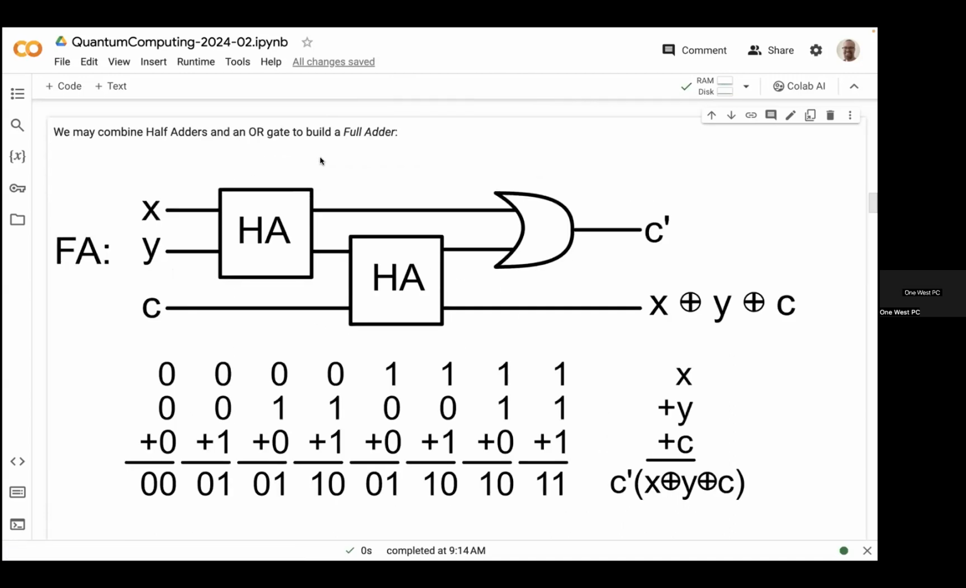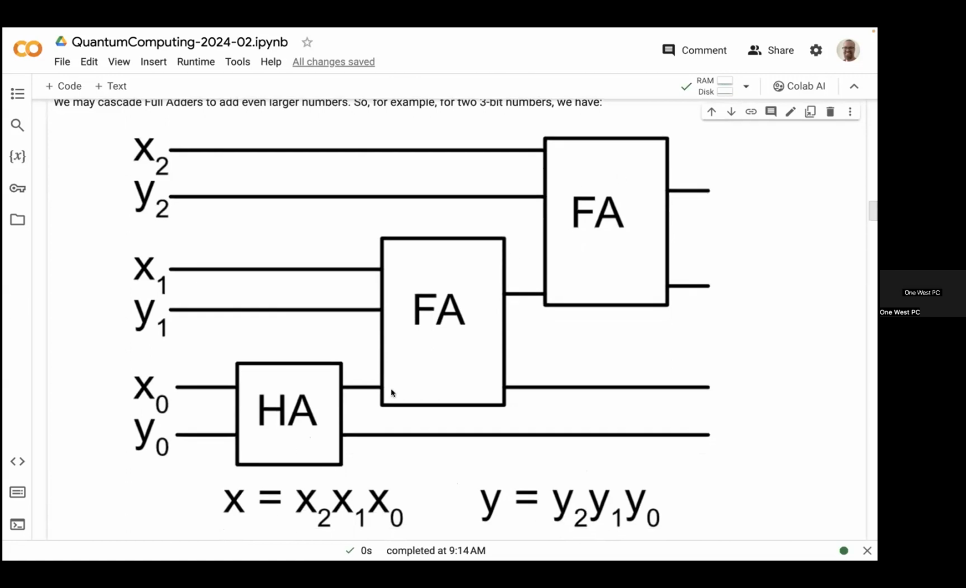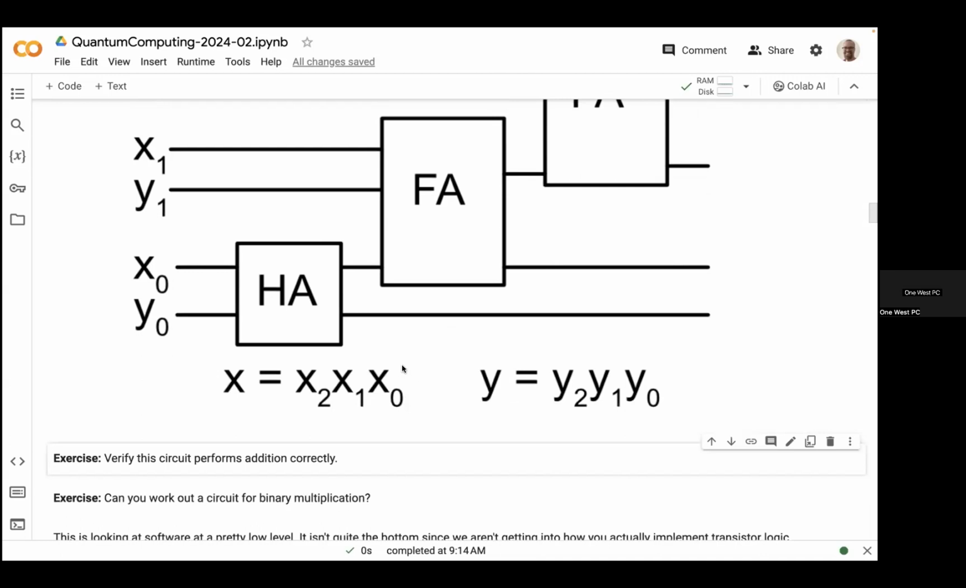You can combine half adders and an OR gate to build a full adder. That's how I get my 3 input, 2 output version of this. Again, I encourage you to go plug little zeros and ones in and see if the right things come out the other side. And you can cascade full adders to add even larger numbers. So if you have 2 3-bit numbers and you want to do this computation, it turns out the circuit looks like this. You have 2 full adders and a half adder, and that gives you the addition for those. So for fun, and not now, you should go verify that these circuits do the things that I claim they're doing in terms of addition.